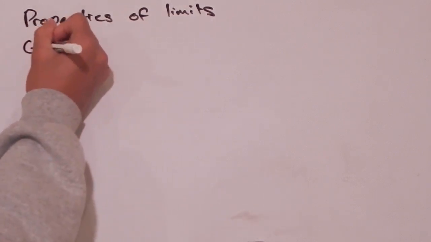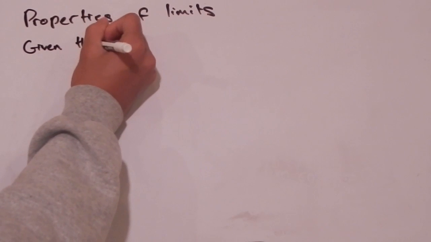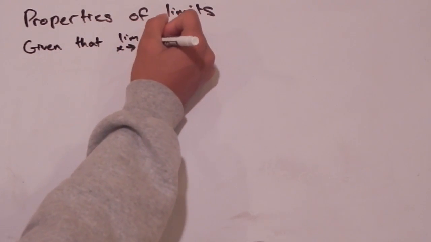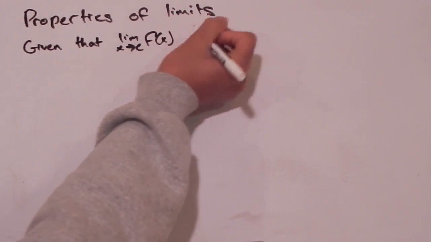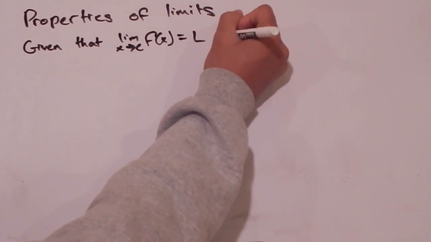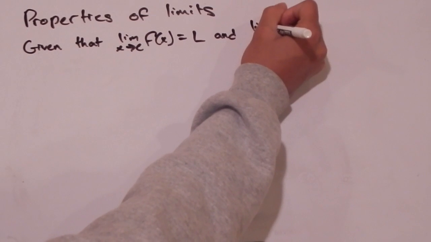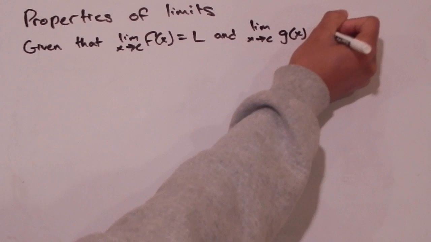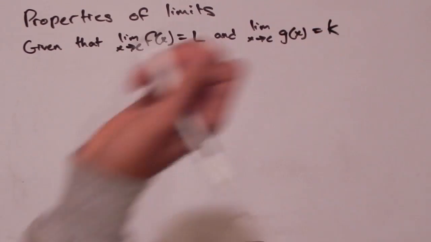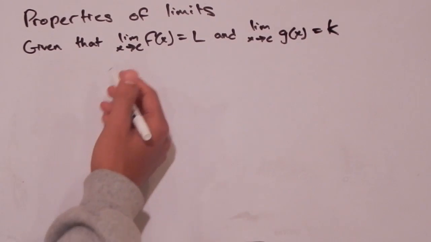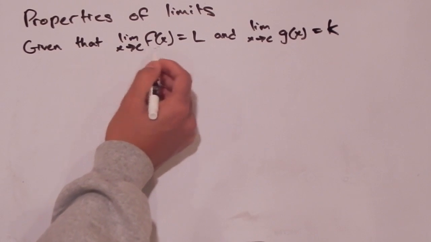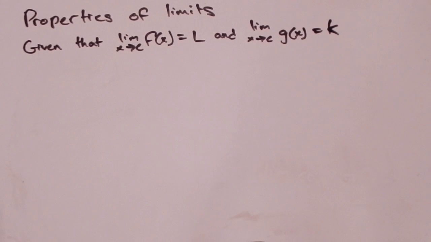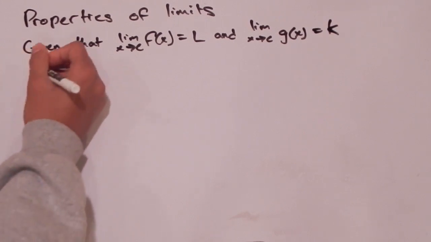So this is given that the limit as x approaches c of f of x is equal to L, and that the limit as x approaches c of g of x is equal to k. So we know that these two limits exist. We know that this limit right here as x approaches c of f of x is L, and this limit is k. So given those two things, this is what we're going to try and prove.